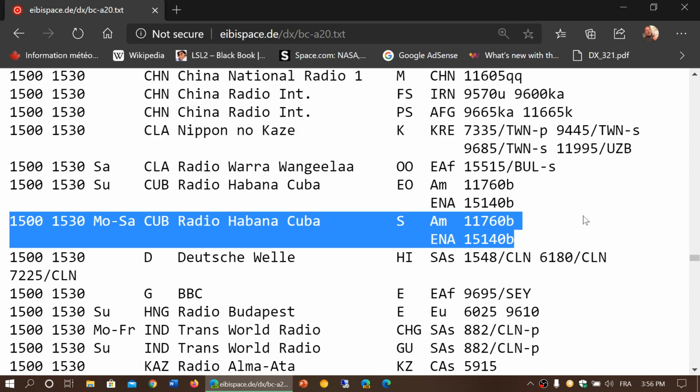But be careful, this is not telling you where it's transmitting from. It's just telling you the original country that this station is based in. So Radio Habana Cuba is in Cuba. That's why it says Cuba. Then you have S. That's the language. S is for Spanish. And then you'll have abbreviations for the different target areas. Here it's AM, which means America, so it's general: North, South and Central America. ENA, Eastern North America, means it's broadcast to the eastern side of North America.